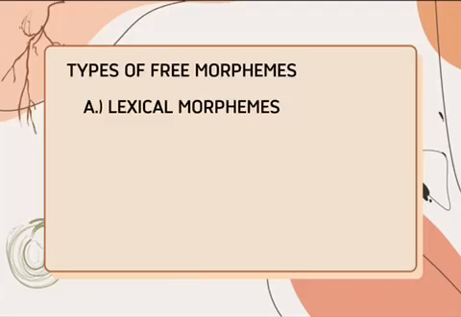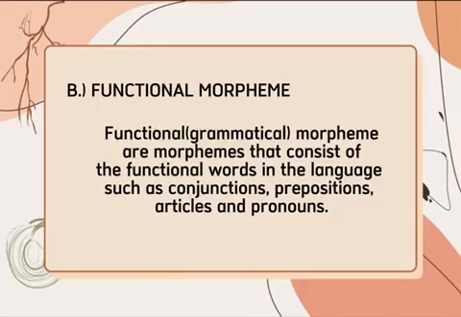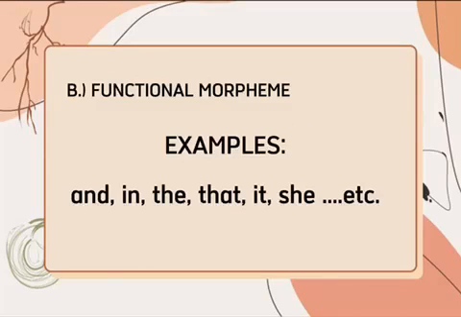So there are also types of free morpheme. First, we have lexical morpheme, a word that conveys information in a text or speech act. Next, we have functional morpheme. Functional or grammatical morphemes are morphemes that consist of the functional words in the language such as conjunctions, prepositions, articles, and pronouns. For example, and, in, the, that, it, she, and etc.